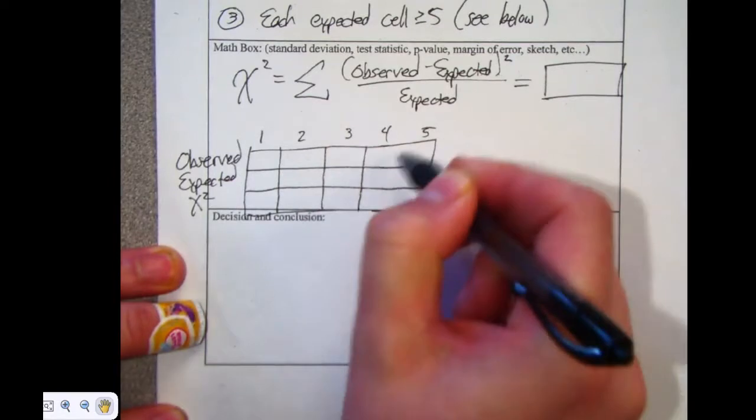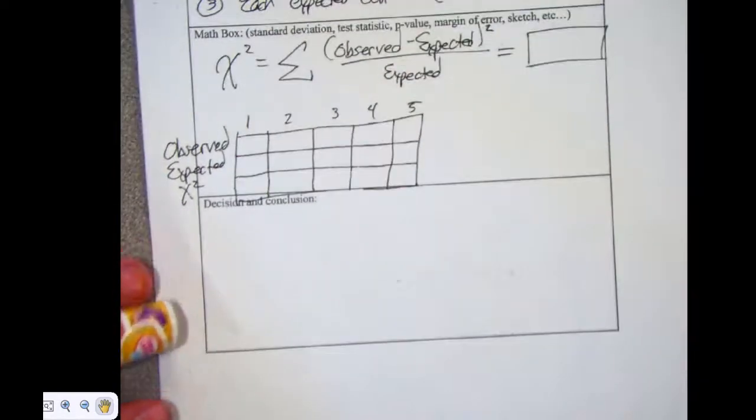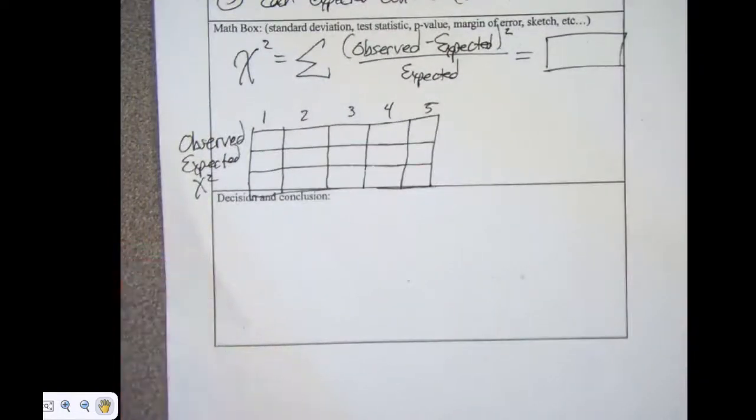Always have to have observed, expected, and chi-squared. And then the columns, the part across the top, depend on the questions. For 1 through 5, we're going to have 1, 2, 3, 4, 5. If it was grade in high school, I'd put freshman, sophomore, junior, senior. For favorite subject, I'd put English, math, science, or whatever it is.